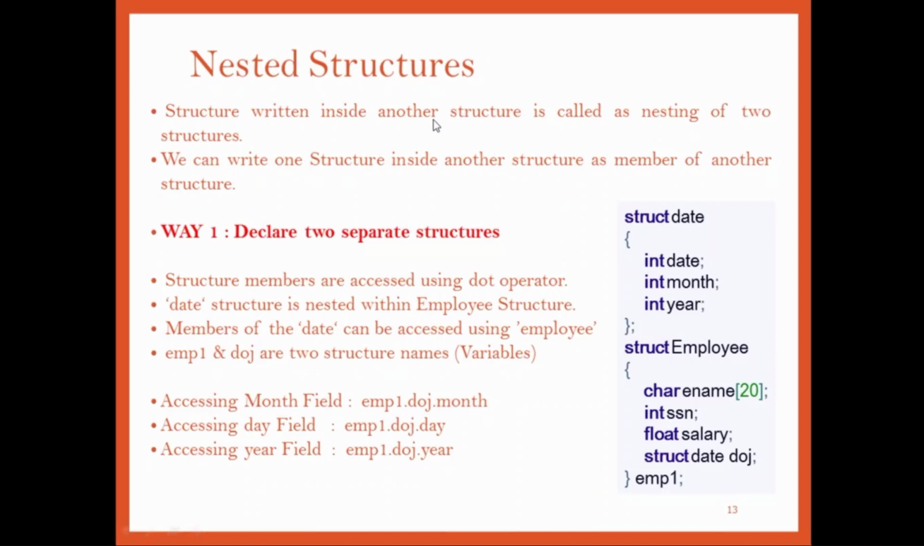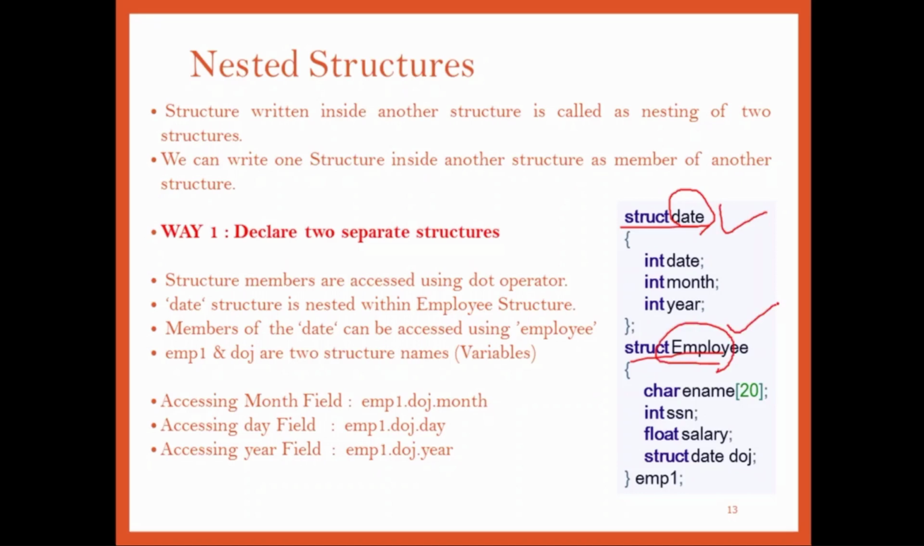Then next is the nested structure. A structure written inside another structure is called nesting of the structure. So we can write one structure inside another structure as a member of the other structure. In that, the first way is to declare two separate structures. See, in that, struct date and struct employee. Here structure members are accessed using the dot operator. And the date structure is nested within the employee structure. So here this is the date structure, and it is nested in this employee structure.